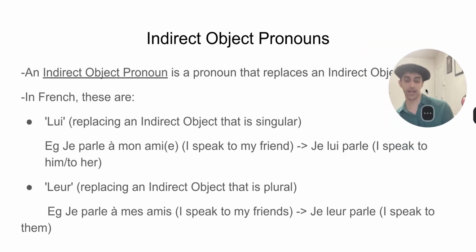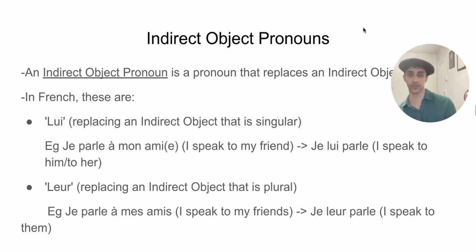Okay, now we go on to indirect object pronouns. These are even slightly more limited in French, as in there are even fewer of them. So an indirect object pronoun, of course, is a pronoun which replaces an indirect object in a sentence. And in French, these are lui. Lui is the first indirect object pronoun, and that replaces any indirect object that is singular. So lui would translate into English as to him or to her, or potentially even to it.